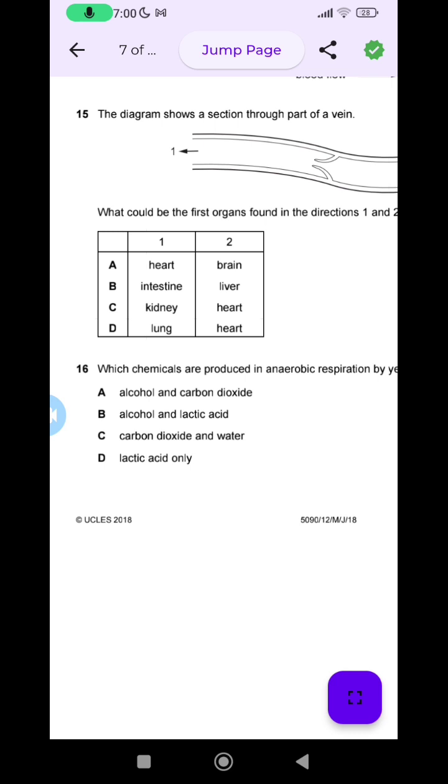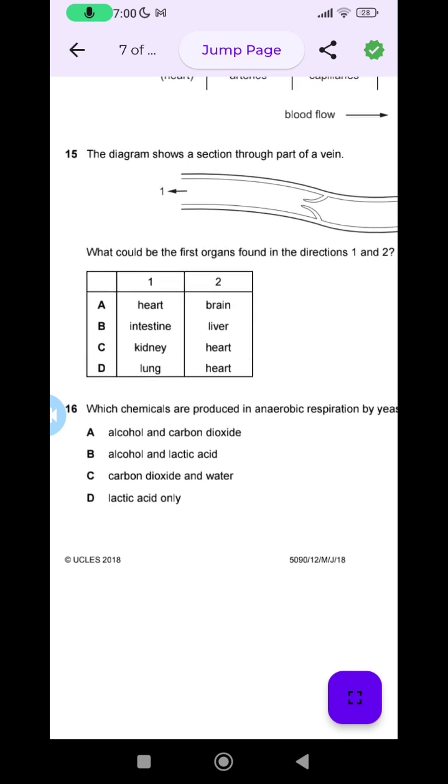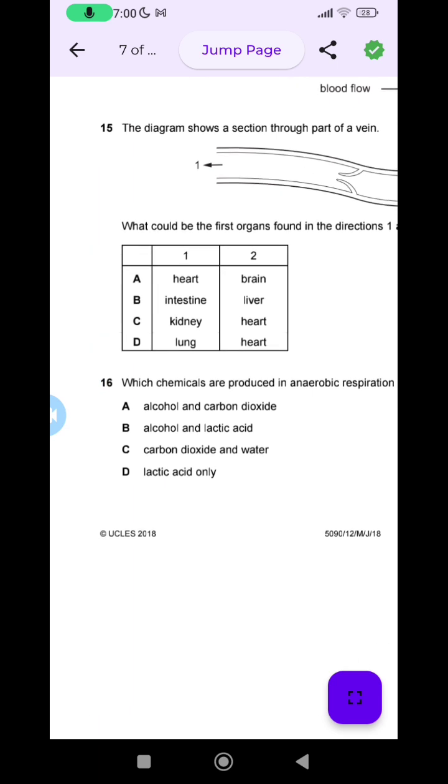Is there a vein in our body that carries blood from heart to lung? No. That is the pulmonary artery, which is not a vein. So D is also incorrect, which leaves us only with A, as blood travels from the brain back to the heart through a vein. So A is the correct answer.